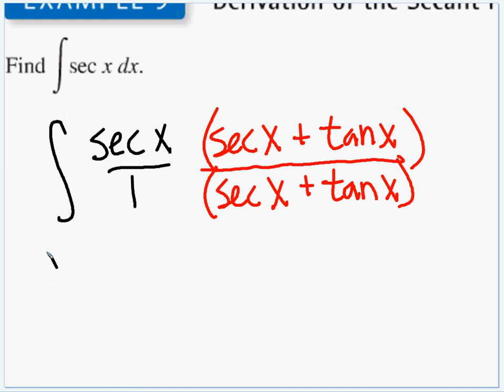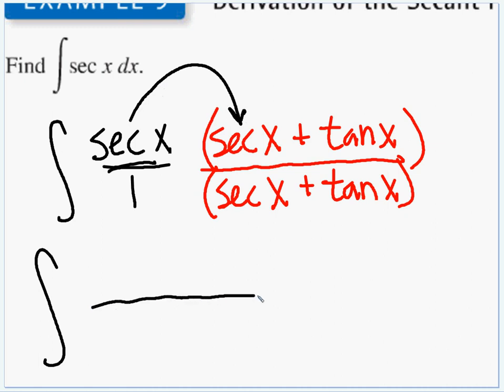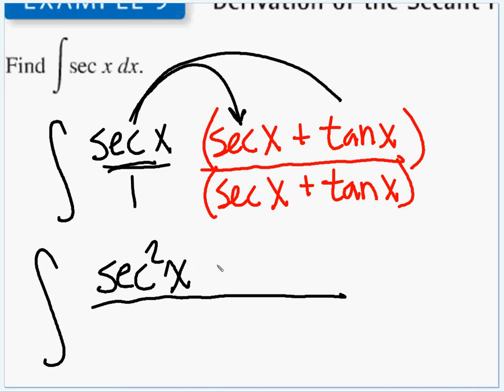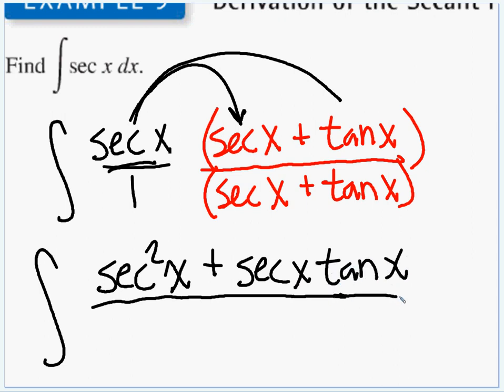Now, let's distribute that secant I have here in black ink. So if we distribute, that's going to be secant times secant, which is secant squared x. And then if we distribute here, it's just going to be multiplied. That is going to be a secant x times tan x. And my denominator is 1 times that secant plus tan, so that's just going to stay unchanged. Secant x plus tan x.